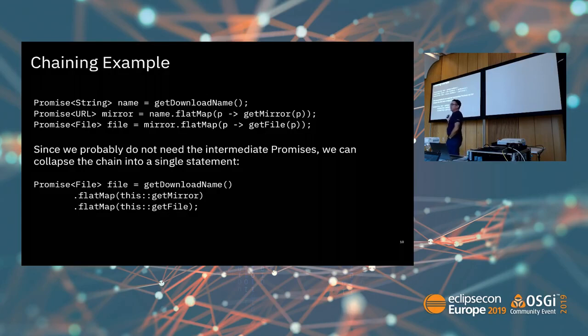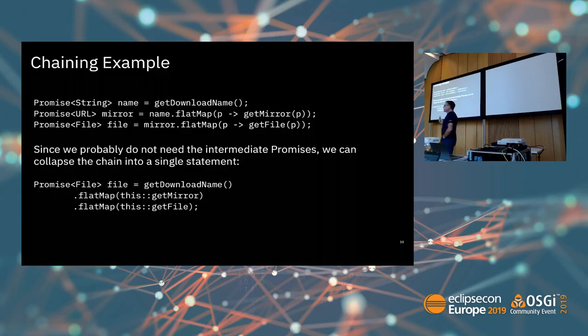Now, I can further chain onto it. If I want to take some action once the file is downloaded, I can then take that promise and, of course, chain another action on. Or if I really do need to block here, I can call get value or get failure on that promise and block while I'm waiting for it.